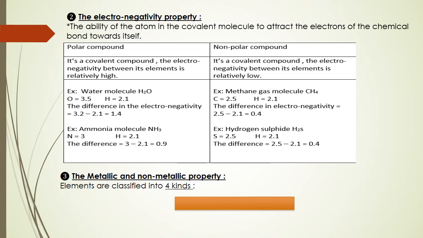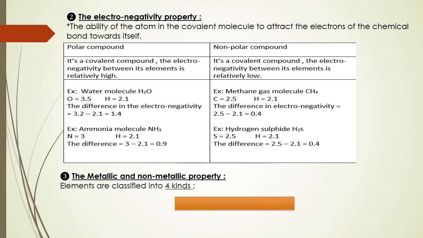On the other hand, nonpolar is a covalent compound where the difference between electronegativity is relatively low. So if we have CH4, called methane, we have a carbon and 4 atoms of hydrogen. The carbon has the ability to attract electrons toward itself 2.5, and hydrogen has the ability to attract electrons 2.1. So the difference between them is 0.4, so it's relatively low.